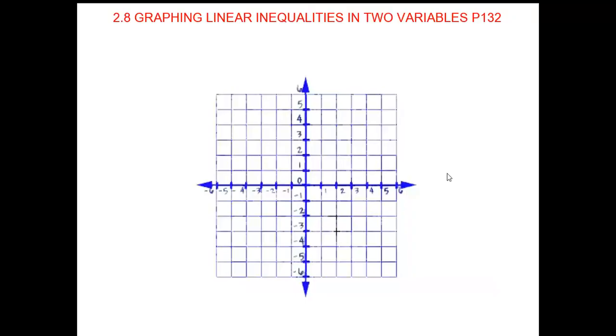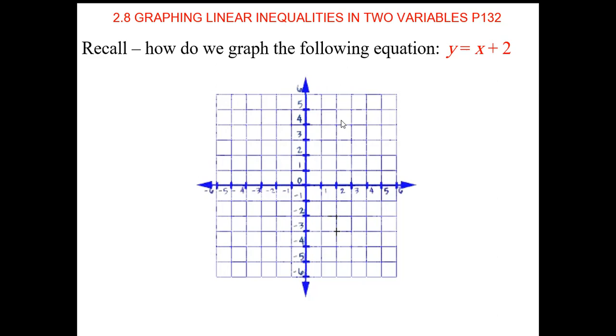So this is the last part in chapter 2, graphing linear inequalities in two variables. It's page 132. But before we graph the inequalities, I just want to remind you a little bit how we graph a line. You know it already, but let's review how we're going to graph this line, y equals x plus 2. As I told you, you need to take points for x and y.